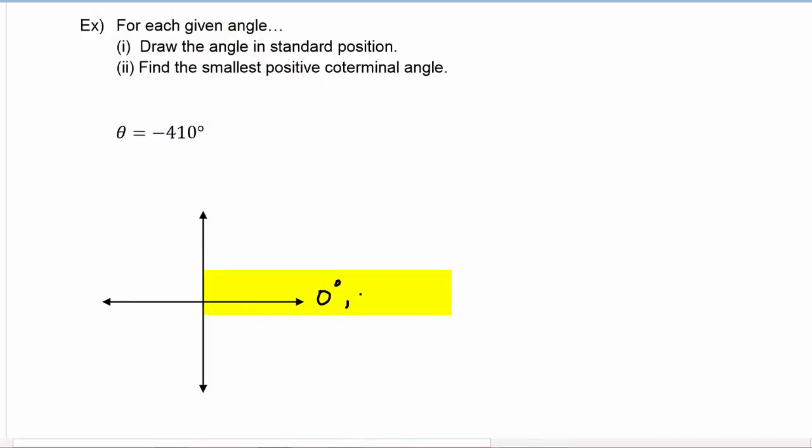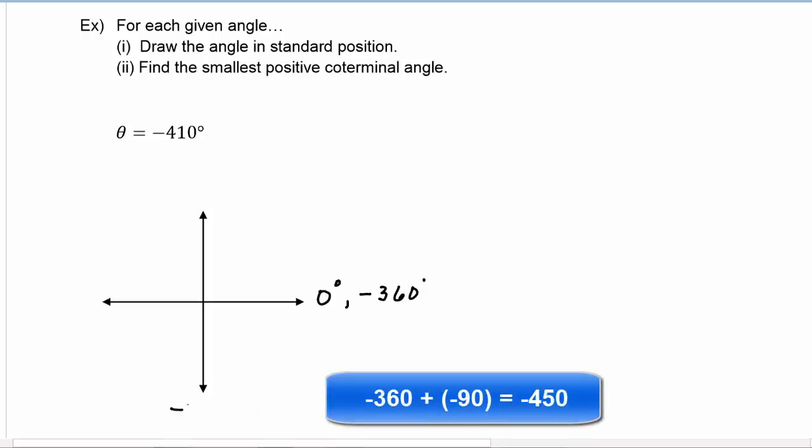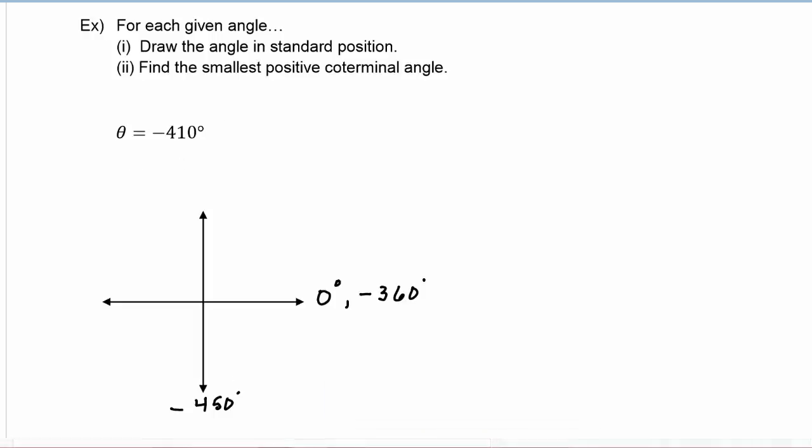So we'll start by labeling the quadrantal angles. We know it's going to be more than one rotation. If we kept going in the negative direction from negative 360, we know that this would be negative 450, which means that negative 410 is going to be between them. And we indicate the rotations all the way around plus a little bit more to get to the negative 410.